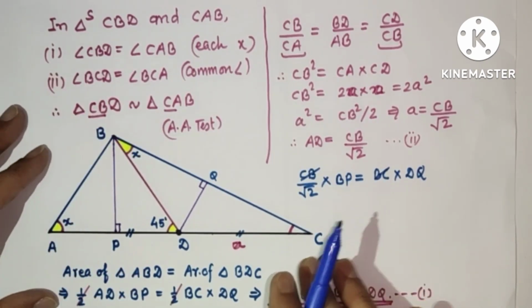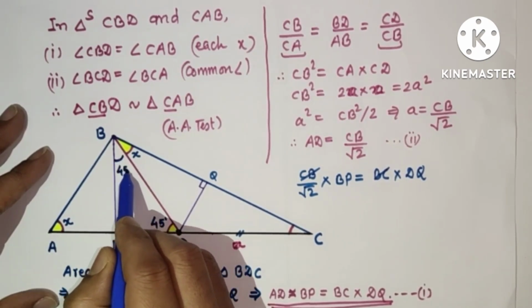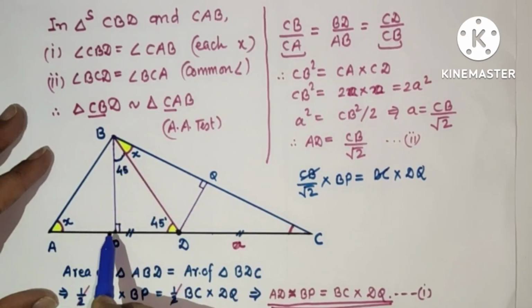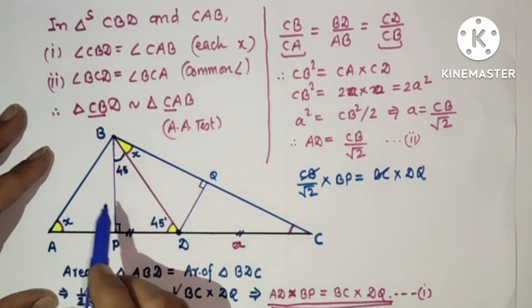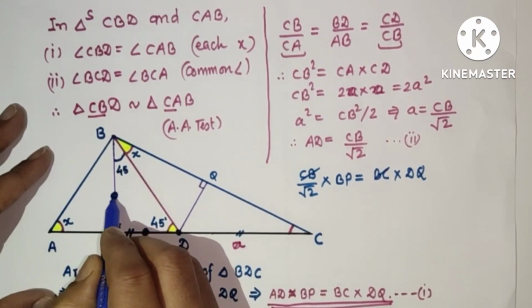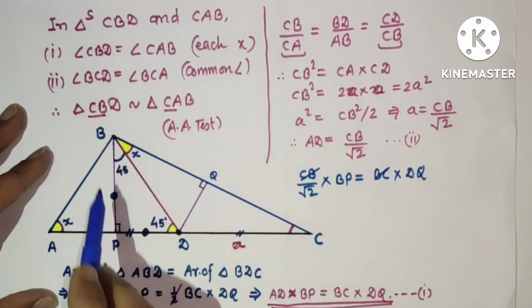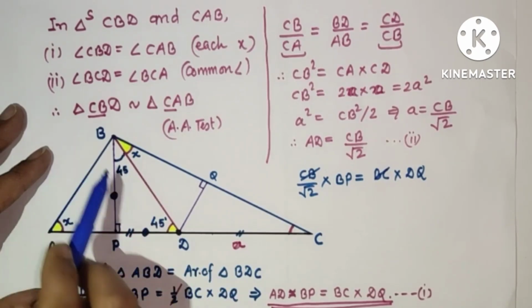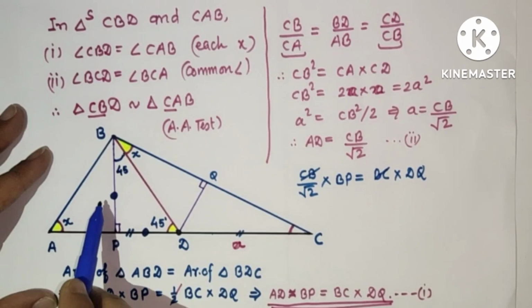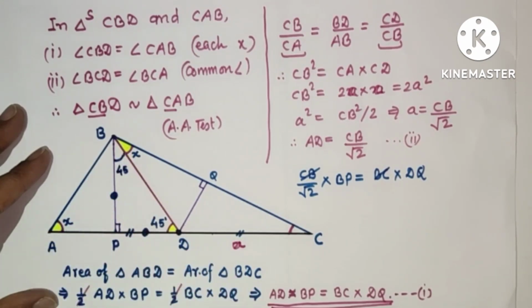Now BP. This is 45, this is 90, so this will be 45. PD and PB are equal because it is a 45 degree isosceles triangle. So this PD is equal to this BP. If PD is B, then BP will also be B. B square plus B square is BD square, by the Pythagoras theorem. So 2B square is BD square, so B square is BD square by 2. So B is equal to BD by root 2. So BP is equal to BD by root 2.